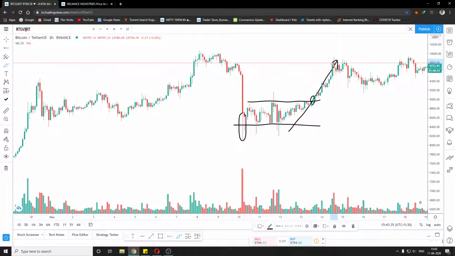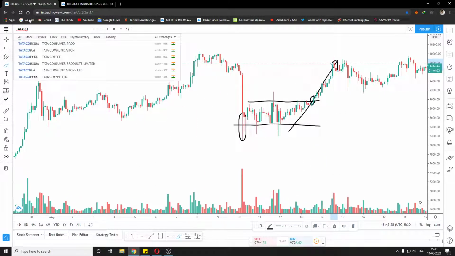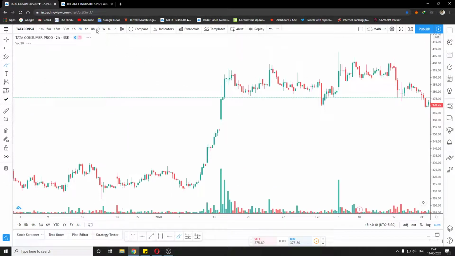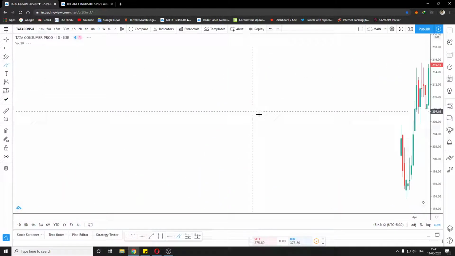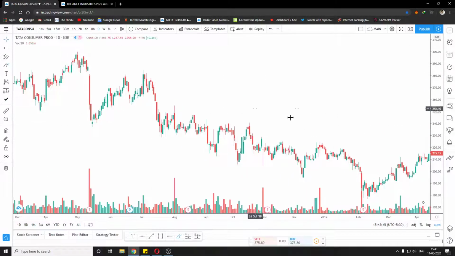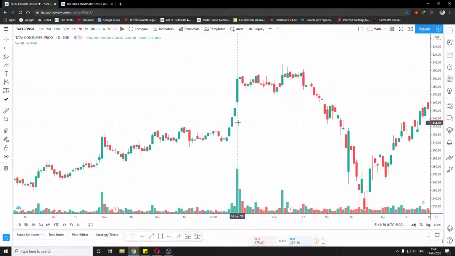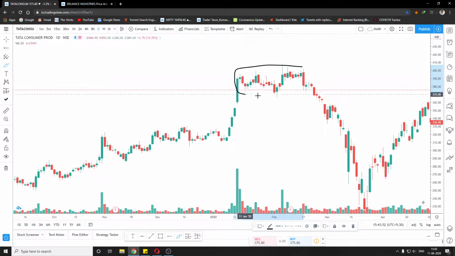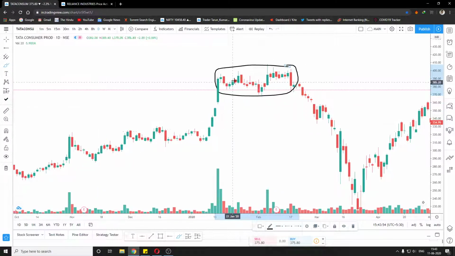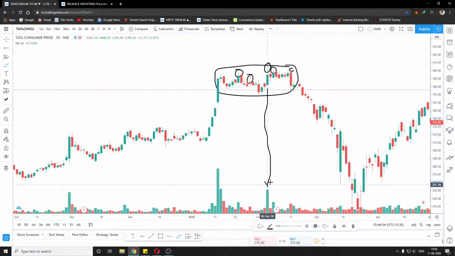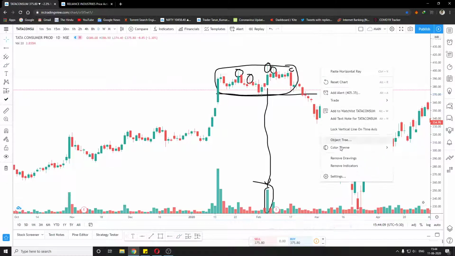For one example, Tata Consumer Products, which I think is a good example of a selling climax, is this area. As you can see, we have these wicks, a lot of them. All of these candles have top wicks, and in this particular candle we have a huge volume as well. And finally, there we have a breakout.